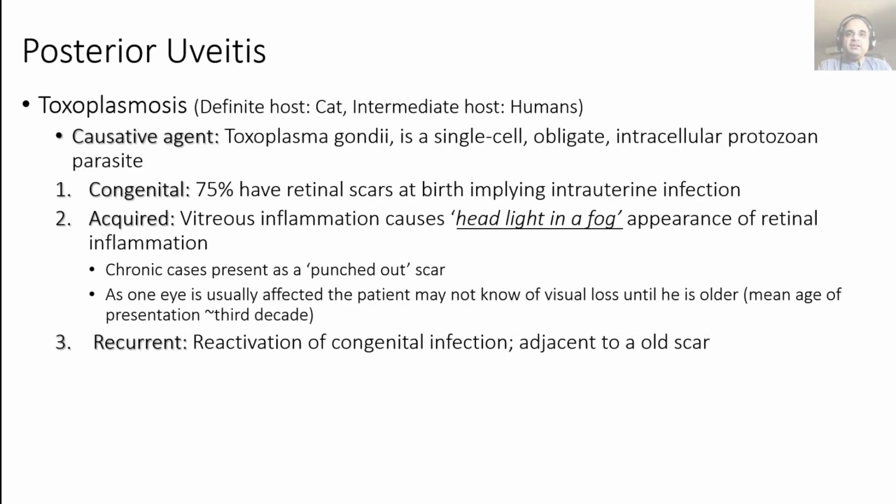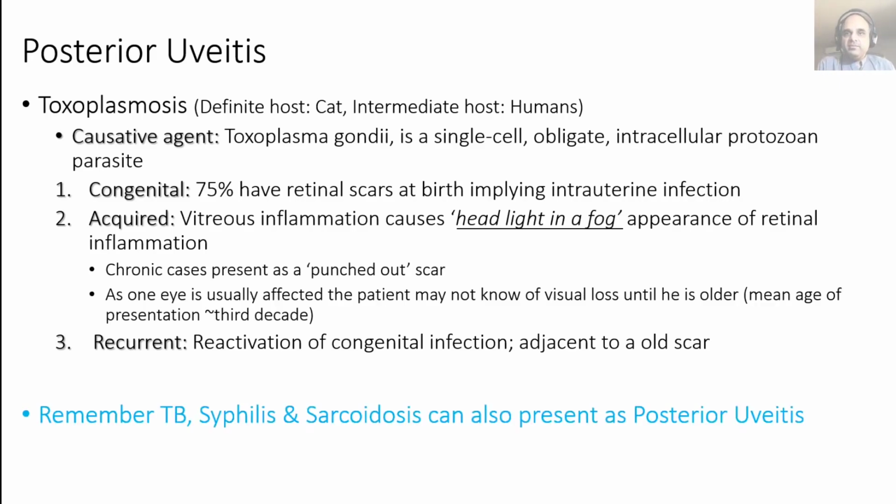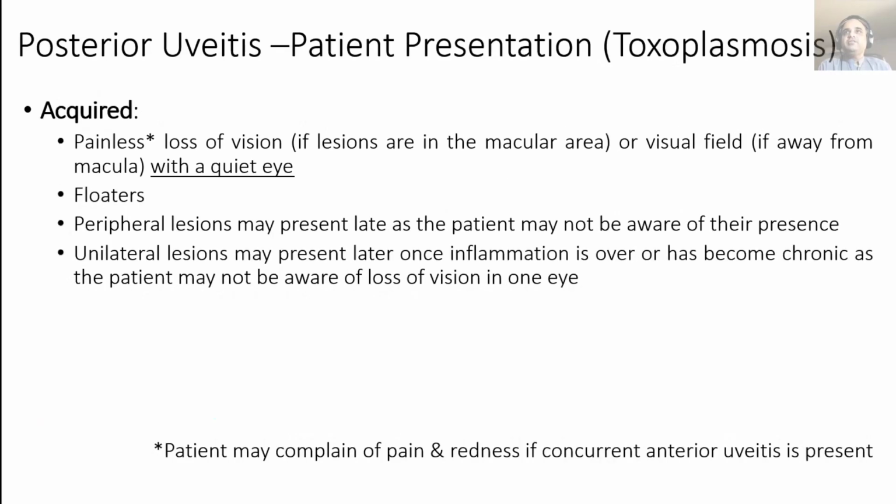You can have reactivation of a congenital infection. So you have an active focus next to a scar. I'll show you these pictures in a bit. And always keep in mind, TB, syphilis, and sarcoidosis can present as posterior uveitis. So a good workup and history is essential.